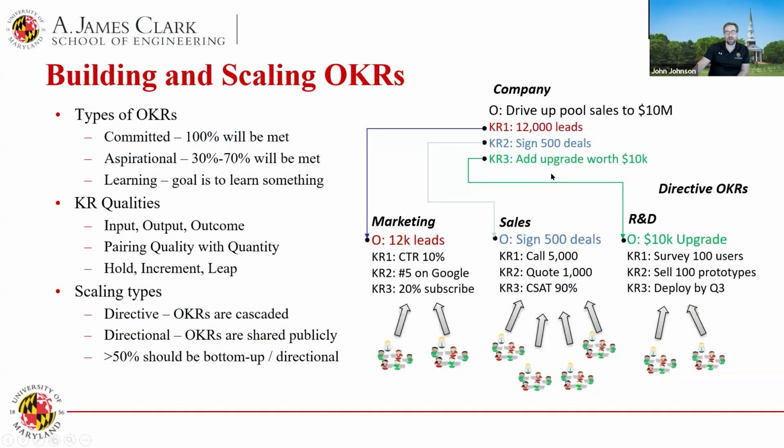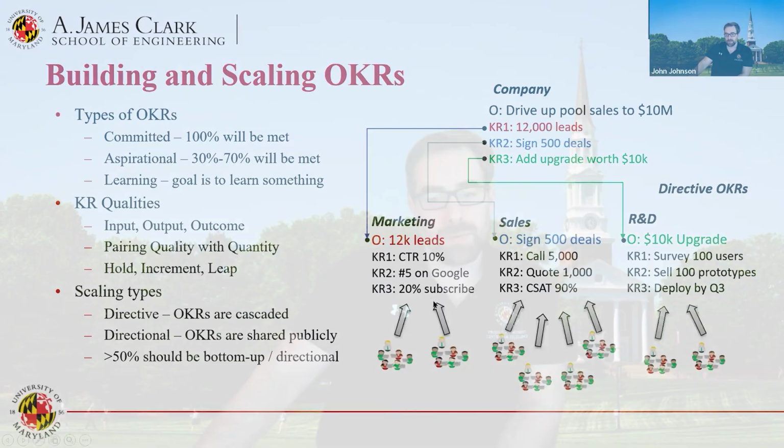And you want to pair quality with quantity and avoid aspects that could be negative for your business. So an example here is that if I want to sign 500 deals in order to drive up the number of sales to 10 million, I may want to make sure that my sales team has within their key results both customer satisfaction scores as well as other scores around output in terms of quotes and calls. Here I have marketing as the objective to get 12,000 leads, and I want them to have outcomes of click-through rate of 10%, being number 5 on Google and having 20% subscription rate. So those are all outcomes.